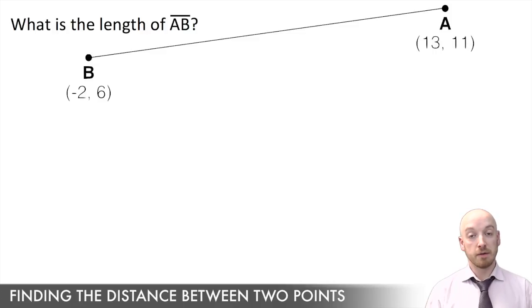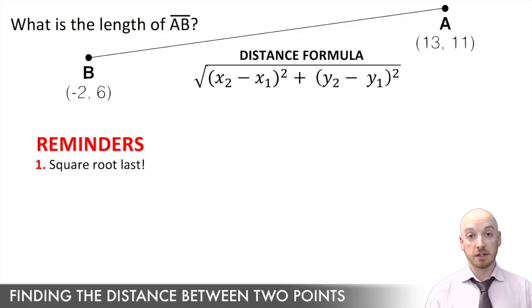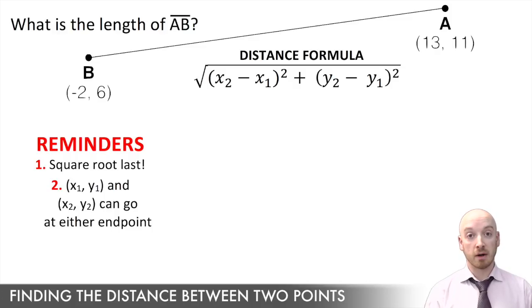Now watch out, there are a few things I need to point out before we can just get started with the formula. First off, that big square root sign that hangs over the entire formula, we're going to save for last. It's the very last step. Second, for this formula, it doesn't matter which set of coordinates you call x1, y1, and which set you call x2, y2, as long as at one endpoint, x1 and y1 are together in the same set of brackets, and at the other endpoint, x2 and y2 are together in the other set of brackets.